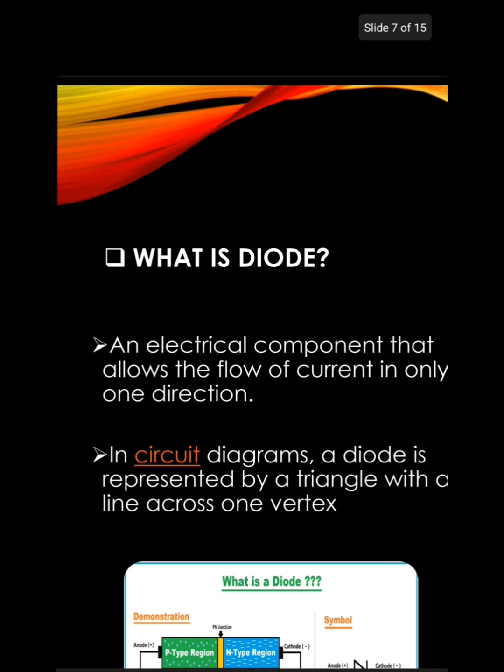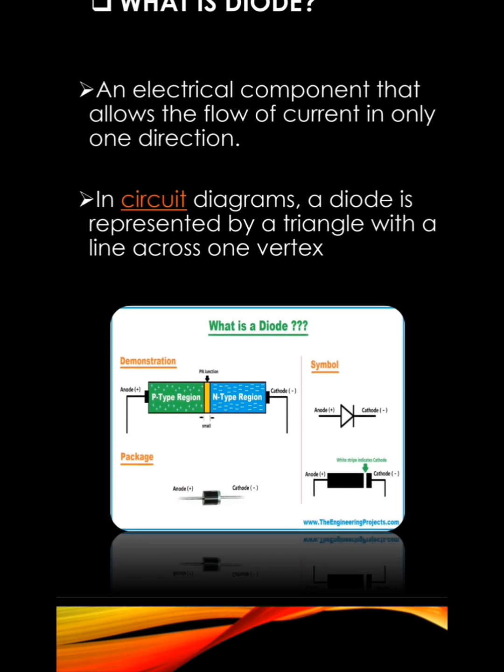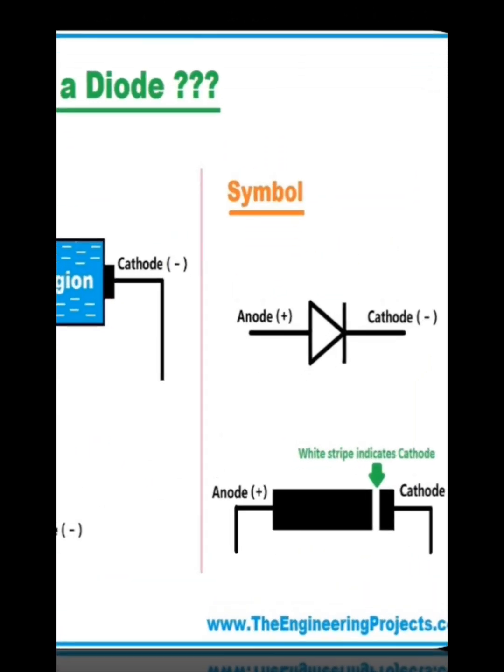What is a diode? An electrical component that allows the flow of current in only one direction. In a circuit diagram, a diode is represented by a triangle with a line across the vertex. This is the symbol of a diode.